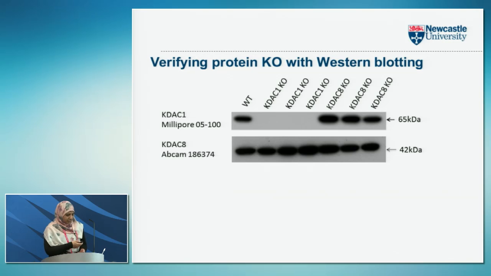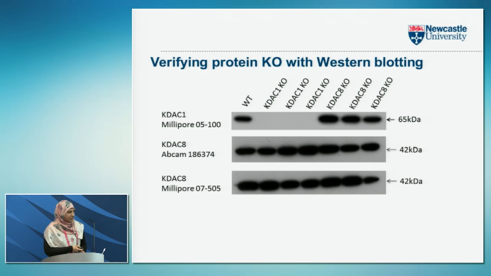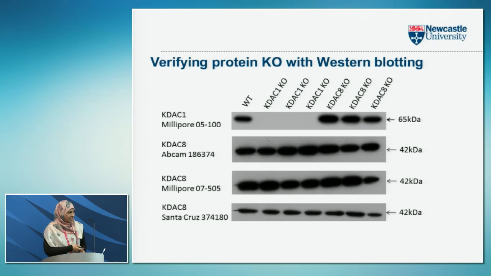And to our surprise, we found it seemed to still be present in the KDAC8 knockouts. So we tried another antibody, found the same result. Another antibody, found the same result. So at this point, we didn't know what to think. Was the CRISPR gene edit being corrected somehow, or was the protein so stably expressed that it was still present despite the gene editing? So we spoke to Horizon, and they were quite convinced that their knockout was successful.